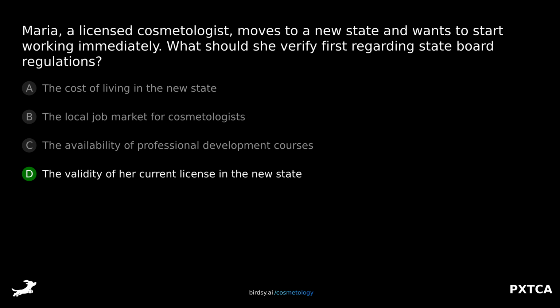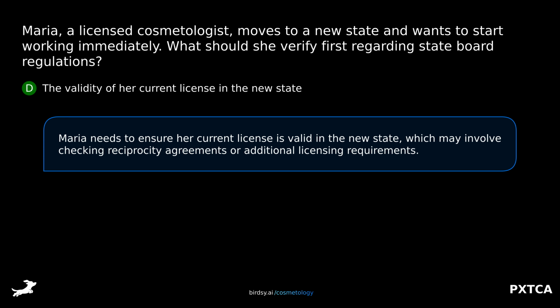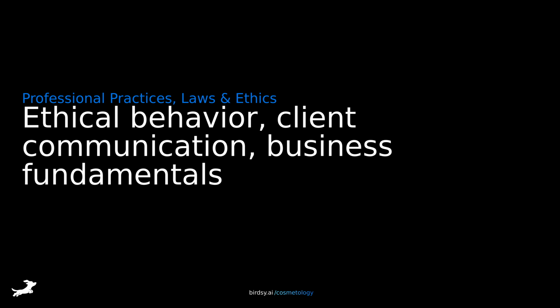The answer is D, the validity of her current license in the new state. Maria needs to ensure her current license is valid in the new state, which may involve checking reciprocity agreements or additional licensing requirements. Ethical behavior, client communication, business fundamentals.